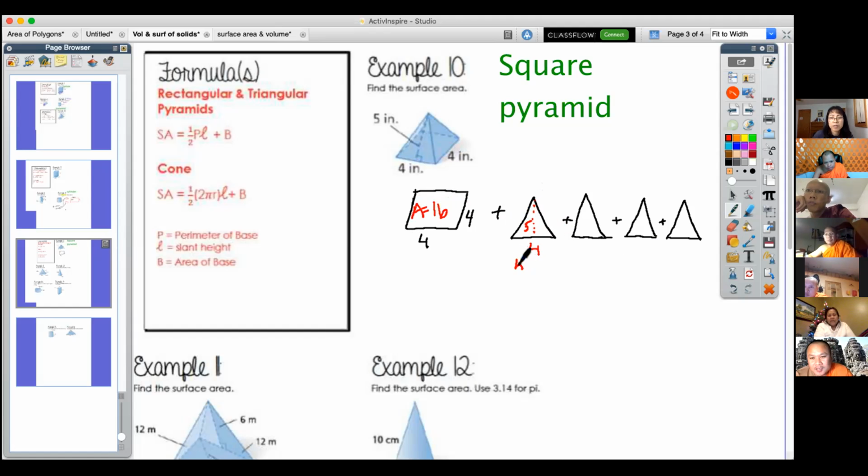Now find the area of this one. It's base times height divided by 2. That's a triangle. So go ahead, find it. So find the area of that triangle. And then the area of this one, same as that one, same as that one, same as that one. Okay, so wrap it all up.